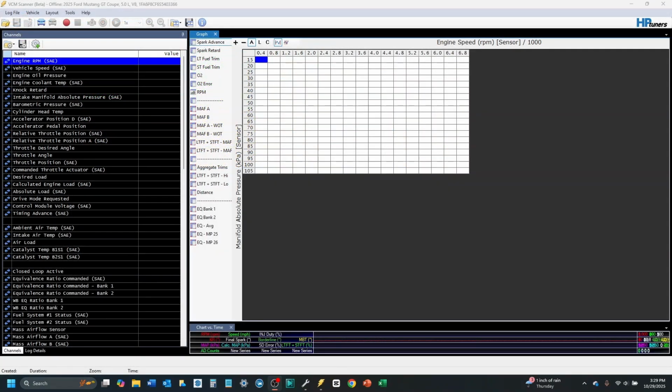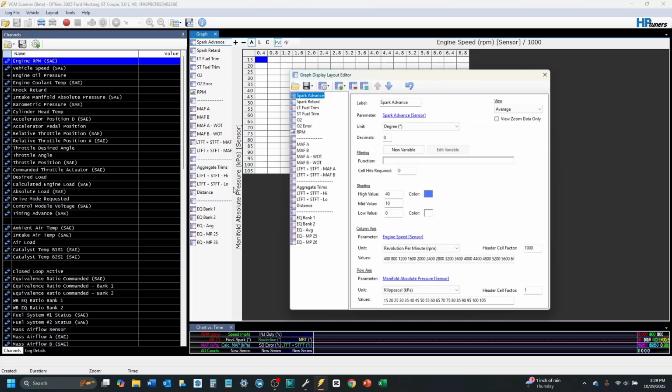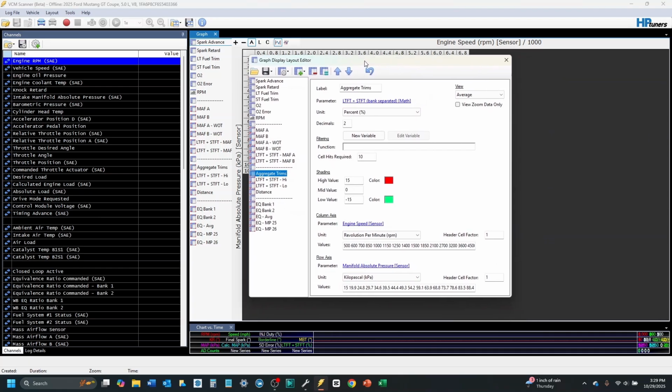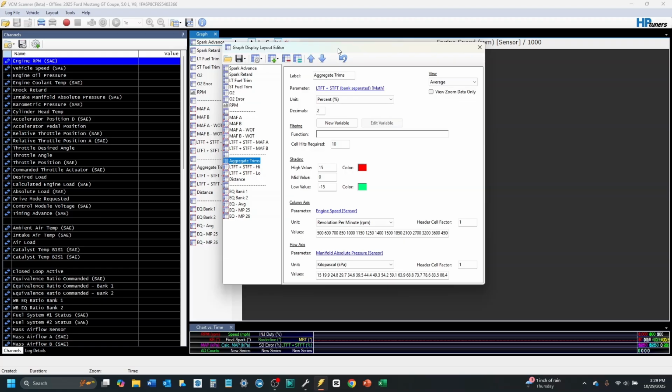Going over here to our log, however, you can see now that I have a number of different histograms set up. These were the ones we were using for the mass airflow, and now these are the ones we're going to be looking at speed density with, right? And these are as well, but they're going to come later. So if I go to my layout, the first one I've set up here is something called aggregate trims. And what have I done here?